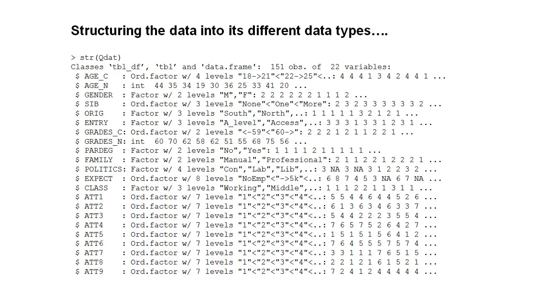Before we can analyze the data, we need to structure the variables into their respective data types, so they will be handled properly. This step is very important, yet often overlooked in the rush to get some results. There are 22 variables and 151 questionnaire responses.